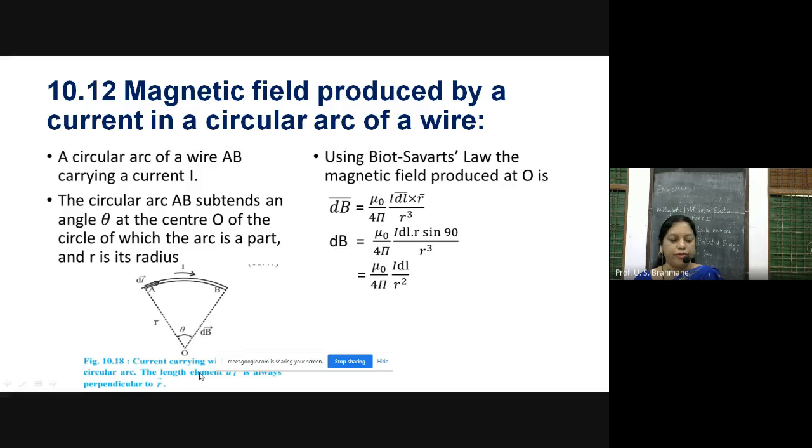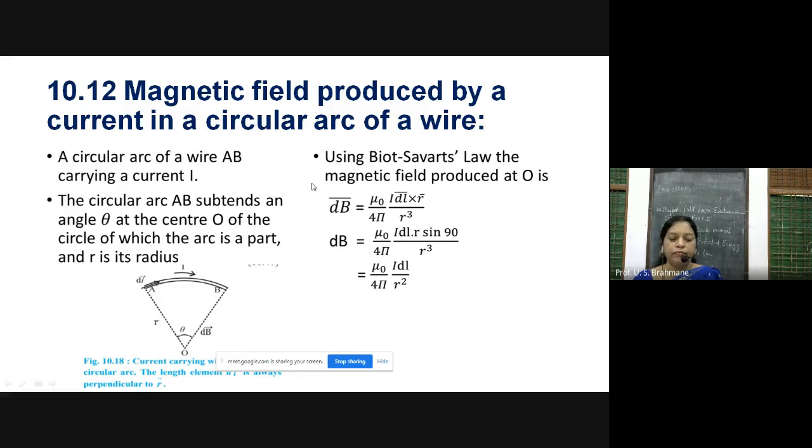See here, a current carrying wire, a part of a circle, it is a circular arc, and the length of the element which we are taking is very small. Here it is a small length, dl, and it is always tangential. So tangent is always perpendicular to radius, we know that. That is r. Now see here, a circular arc of a wire AB carrying a current I. The circular arc AB subtends an angle theta at the center of the circle of which the arc is a part, and r is its radius.